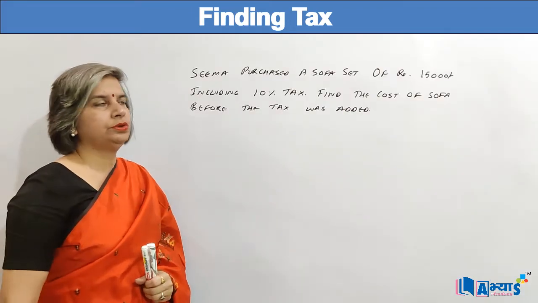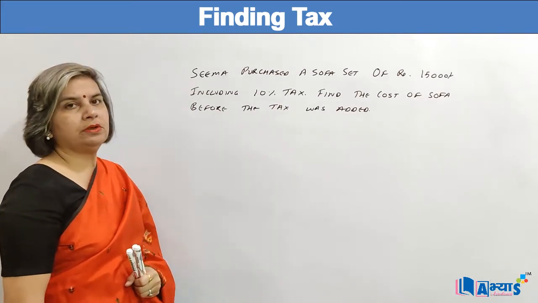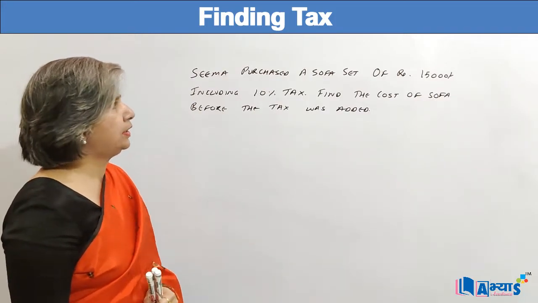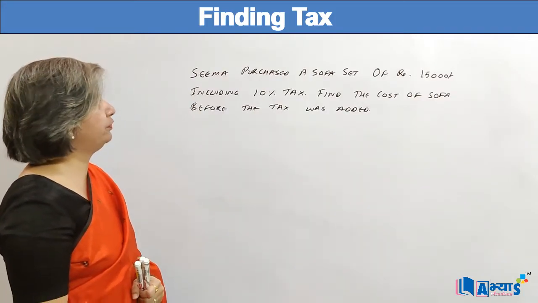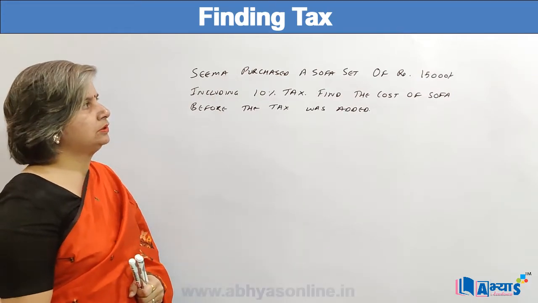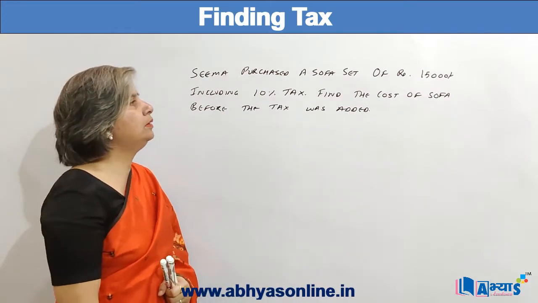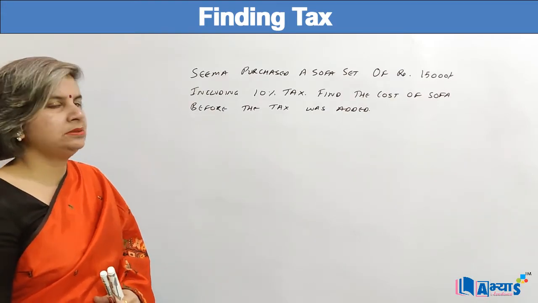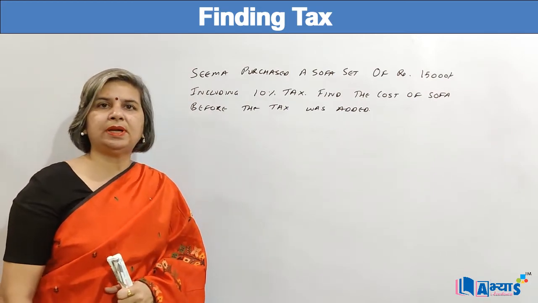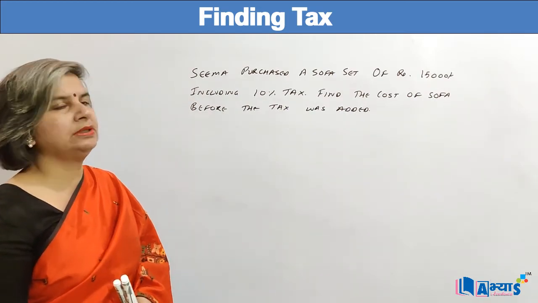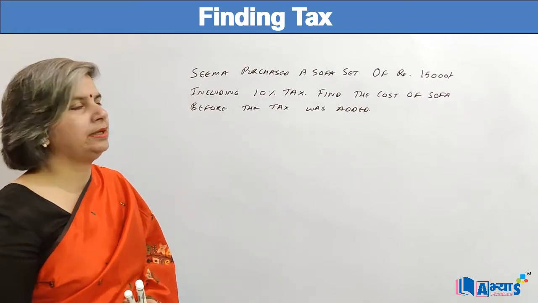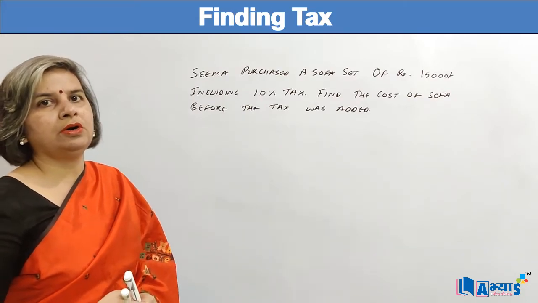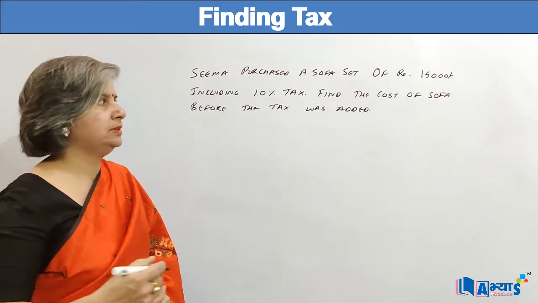Now let us solve a question on the tax. Suppose we are given a question that Seema purchased a sofa set for Rs 15,000, including 10% tax. Find the cost of the sofa before the tax was added. In the question, it has been stated that Seema is paying 15,000 as the total amount, that is the amount for the sofa set plus the tax that has been calculated on the mark price. We are supposed to find the cost before the tax, or we can say we are supposed to find the mark price.